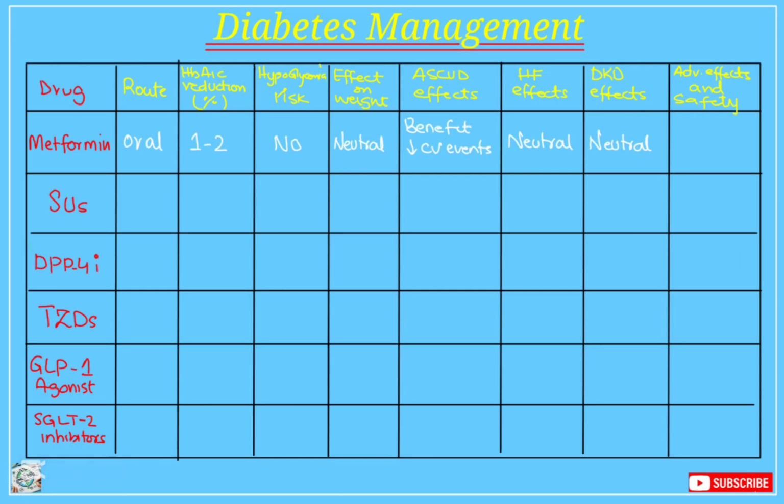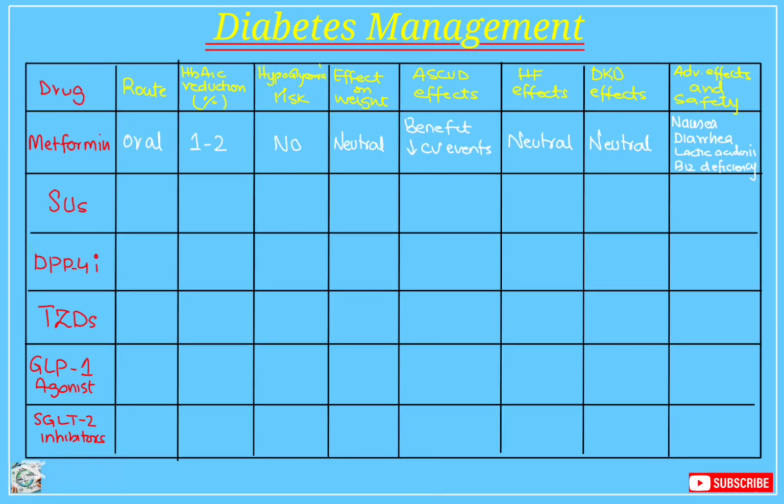As for the side effects, the most common ones are nausea and diarrhea, especially when you first start taking it. There's also a rare but serious risk of lactic acidosis, though that usually happens in people with kidney disease. And with long-term use, it can lead to vitamin B12 deficiency, so it's a good idea to keep an eye on that. So that's metformin in a nutshell. Let's move on to the next one.